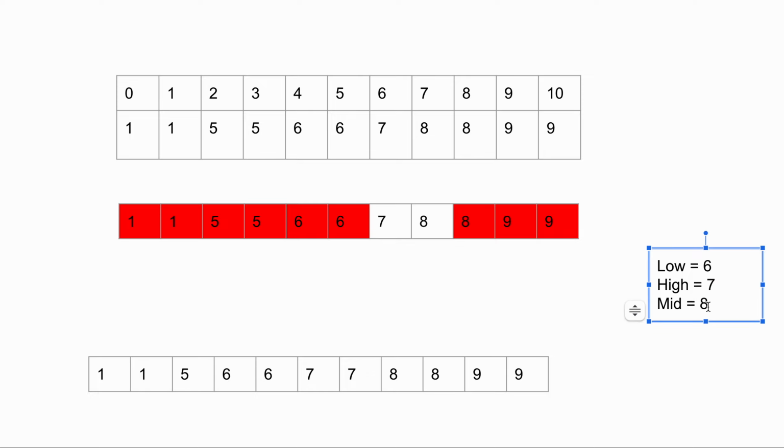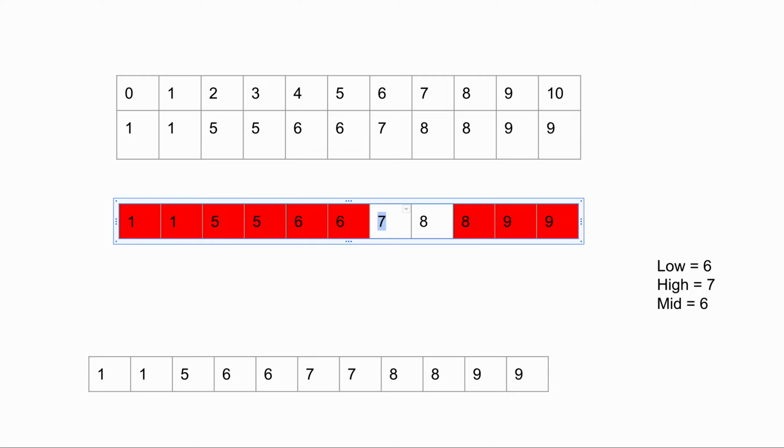So what is our low value now? What will be our mid value now? It will be 6 plus 7 by 2, it will be 6. So we go to the sixth element, we check both the prior and the next element. Since both of them are not equal, we got 7, and 7 will be our answer.